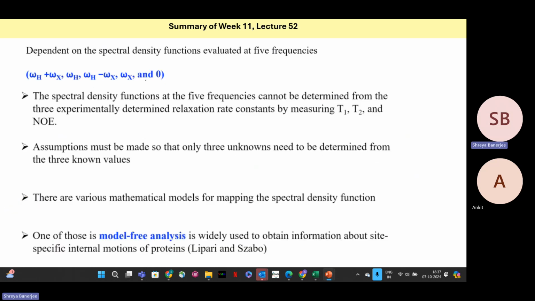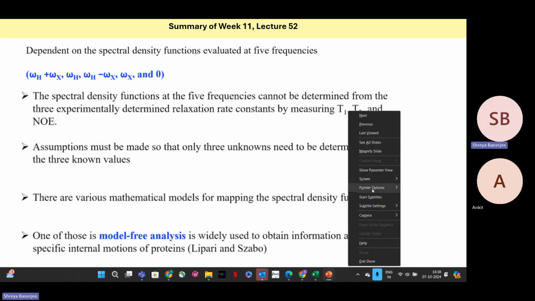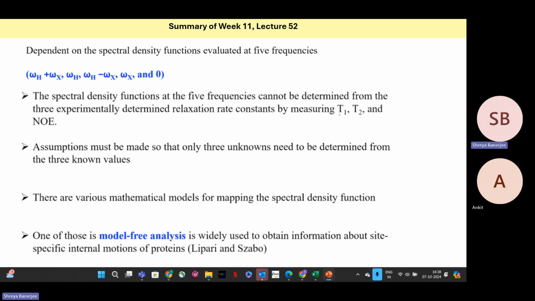So these are the 5 frequencies that are important: the frequency of hydrogen, of the heteronucleus, the sum of hydrogen and heteronucleus, the difference, and 0. The spectral density functions at the 5 frequencies cannot be determined from 3 experimentally determined rate constants by measuring T1, T2, and NOE. So T1 is basically 1 by R1. T1 is the relaxation time, R1 is the relaxation rate, and T2 is 1 by R2.